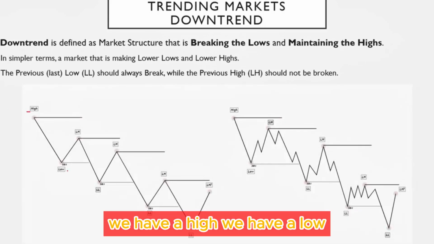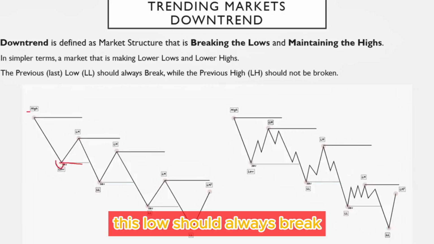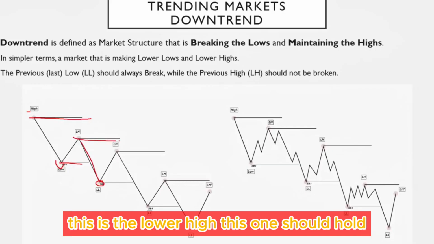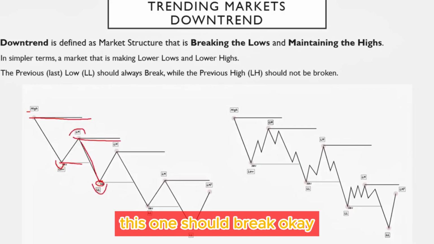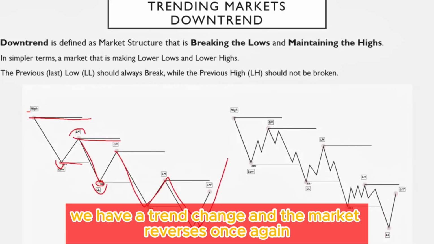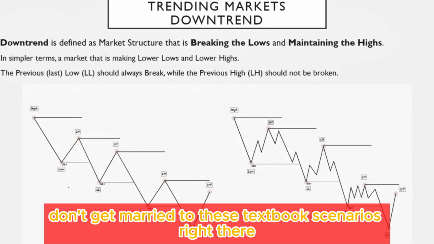We have a high, we have a low. This low should always break, this high should maintain. We have a low, we track it back, this is the lower high, this one should hold, this one should break, okay? And we keep going on like this until, of course, we have a trend change and the market reverses. Once again, don't get married to these textbook scenarios right there.